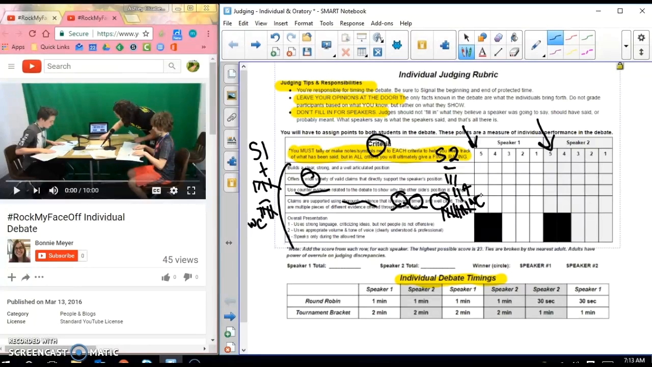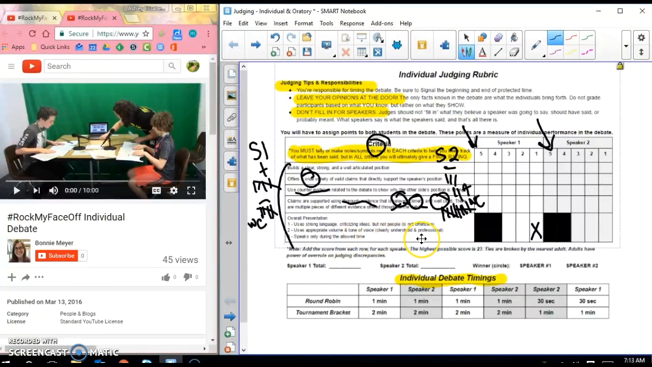Okay. Last but not least, there's an overall presentation rating where you look at, okay, overall, did they use strong language? Did they criticize ideas but not people? Again, that's going to be a rating, but over here you'll notice that there's only 3 boxes for this rating. So this one you kind of think of it as one at a time. So did they use strong language, criticize ideas, not people? Yeah, they did that really well.